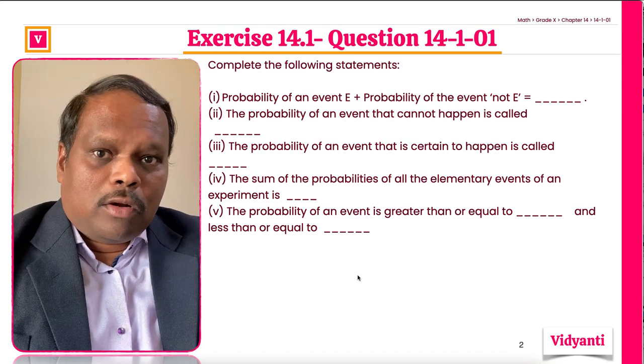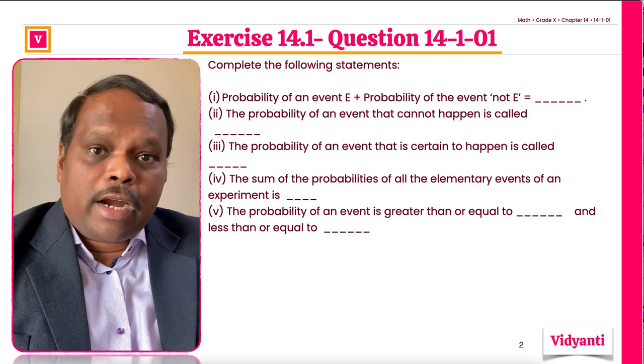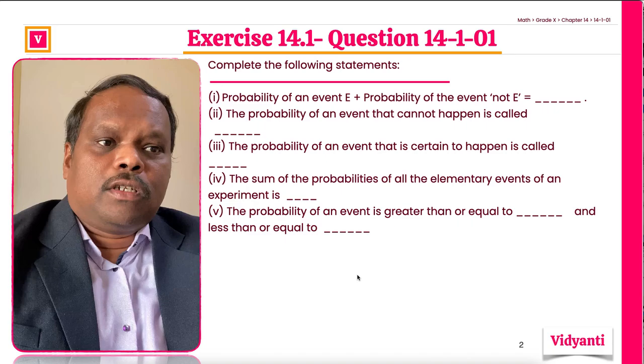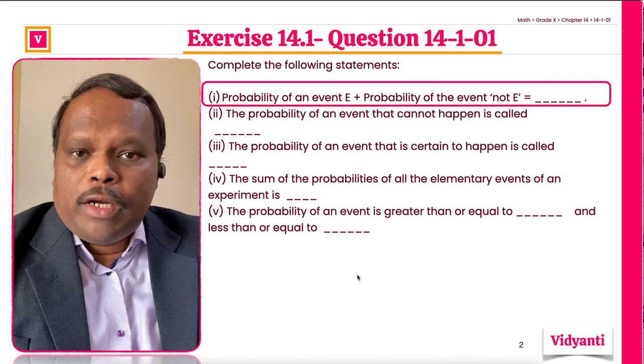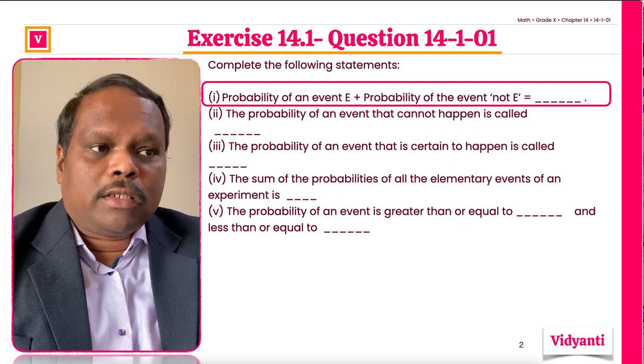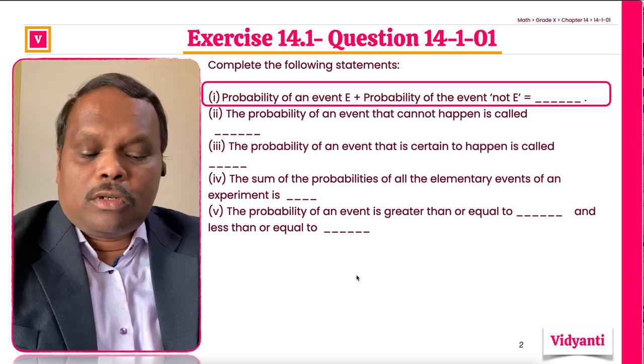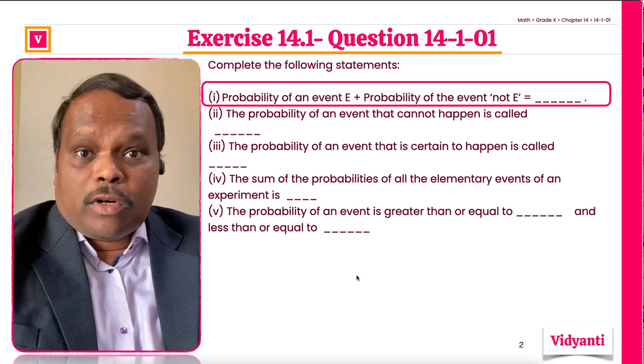We have a couple of fill in the blanks. They will check your conceptual understanding. So let us consider the first question. Probability of an event denoted by alphabet E, plus probability of the event not E, together we have to fill in the blank. So let us understand what that means.